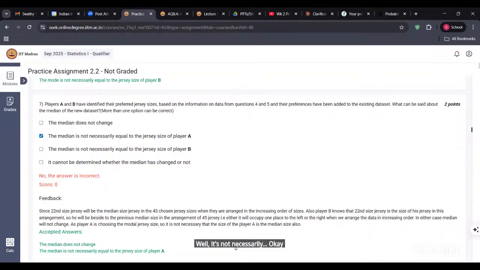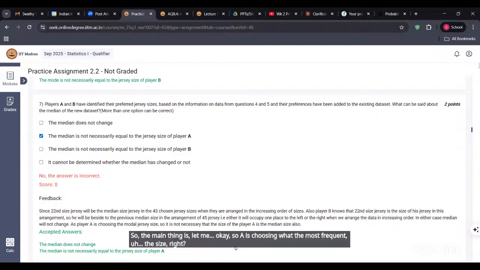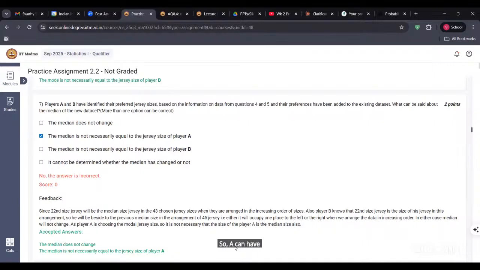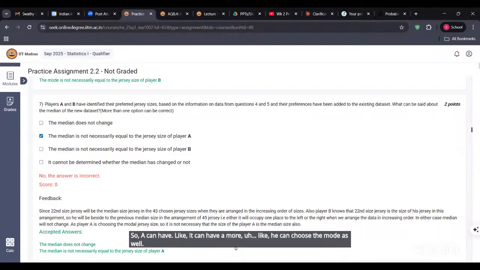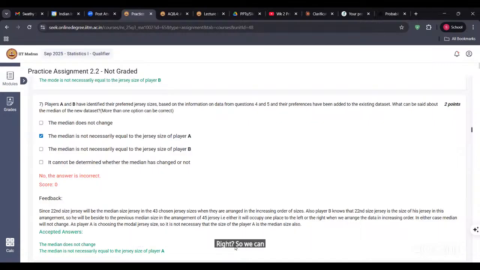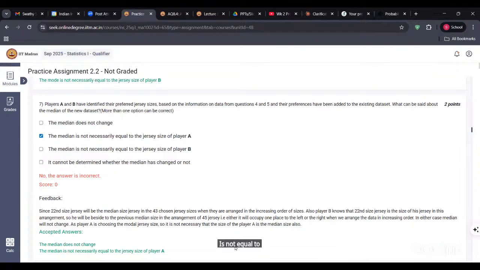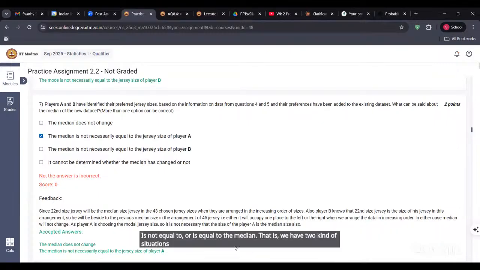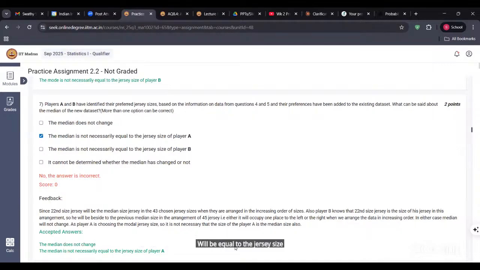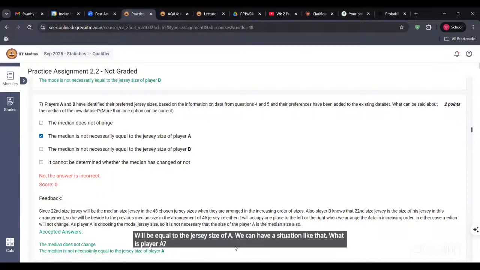Okay, got it. So the main thing is, A is choosing what? The most frequent size, right? He is choosing that, so A can choose the mode. So we can have a condition in which the mode is not equal to the median, or we can have a condition in which the mode is equal to the median. Correct? We have two kinds of situation, right? So it is not necessary that my median will be equal to the jersey size of A. We can have a situation like that. What is player A? Player A is choosing the mode size, right?